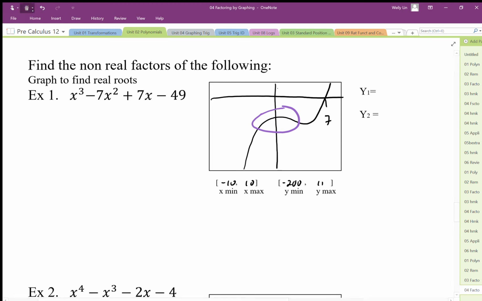I want to be able to factor and find this non-real factor. To do that, I know one of my factors is going to be x minus 7. So that's my real solution. If I want to find the other factor, I'm going to take my real solution and I'm going to divide.